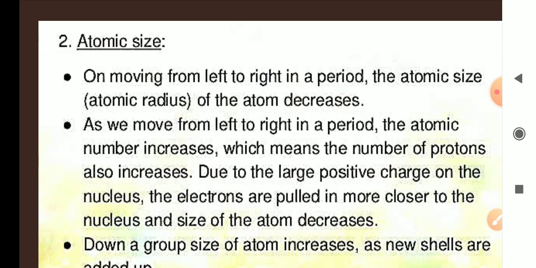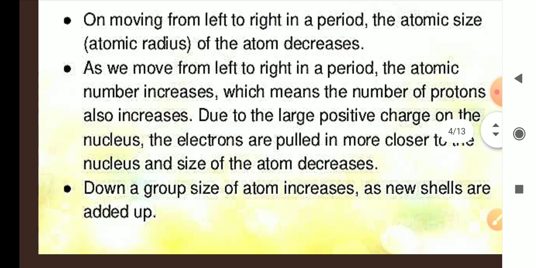So as the number of protons increases in the nucleus, the electrons are more attracted towards the nucleus. That's why the atomic radius decreases. So if we move from left to right, the atomic number increases but the atomic size decreases because the nuclear charge increases. Nuclear charge means the charge of the nucleus, the charge of the protons. That's why the atomic size decreases, because the nucleus attracts the electrons more towards the center.